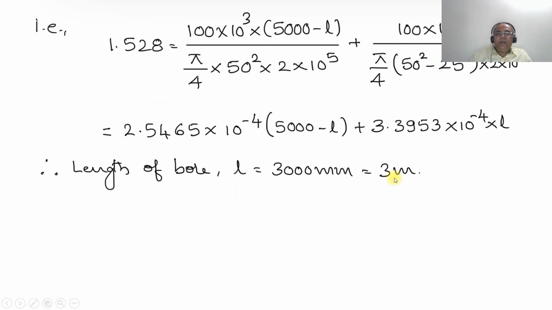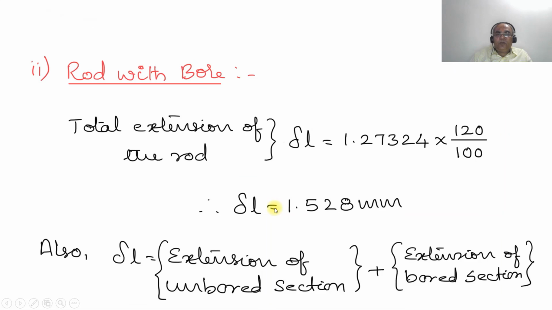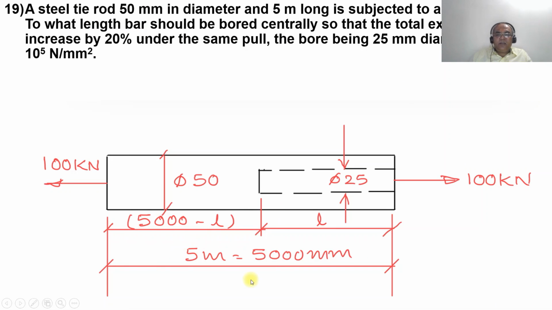So this is how you will be able to find the solution. Therefore, the length of the bore required here is 3000 mm, so that you will get the maximum extension of 20% under the same pull. So this is how you will be able to find the solution.